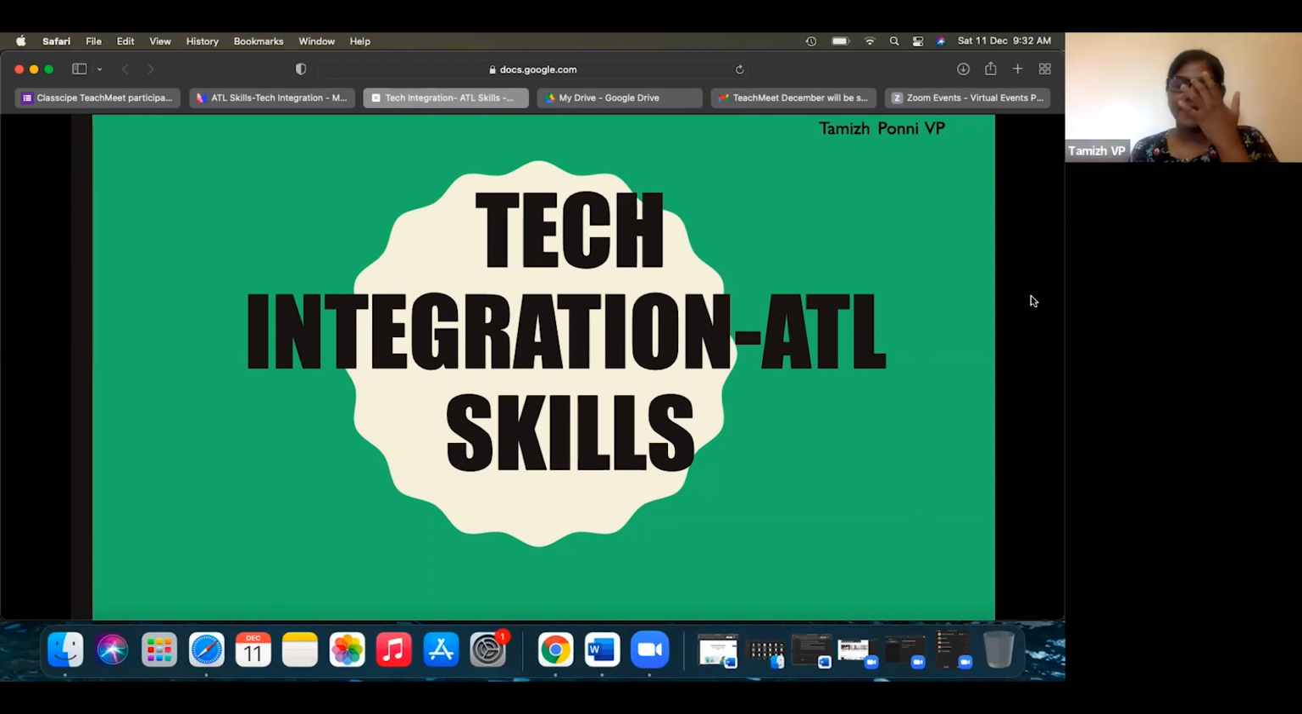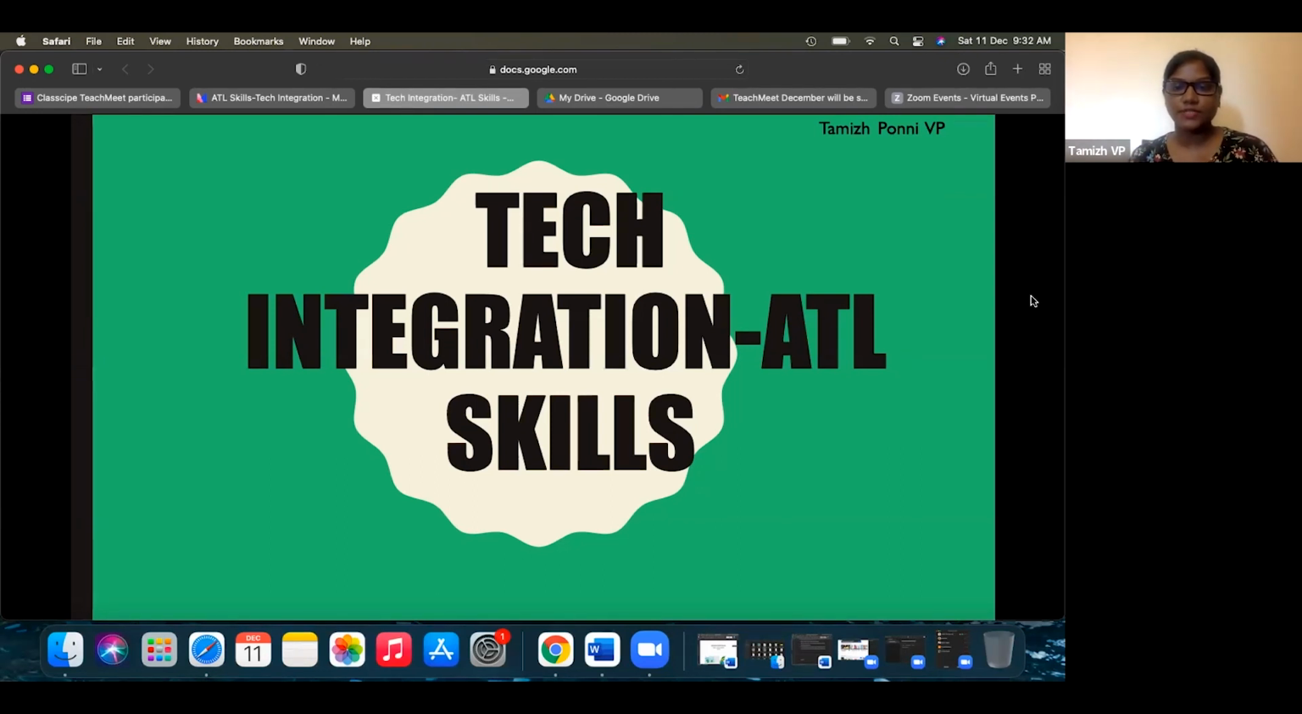Okay. Right. So ATL skills are nothing but approaches to learning skills. To learn something new, you need certain skills. You have to be equipped with certain skills, and that makes you proficient in whatever you learn, and it makes you achieve something great in that particular area. So in IB, we look at ATL skills as the foundation for learning anything.